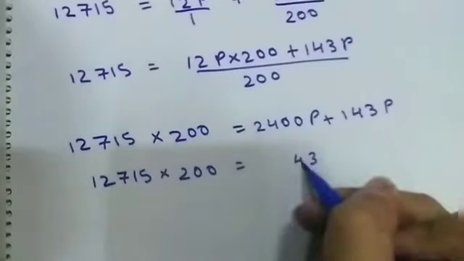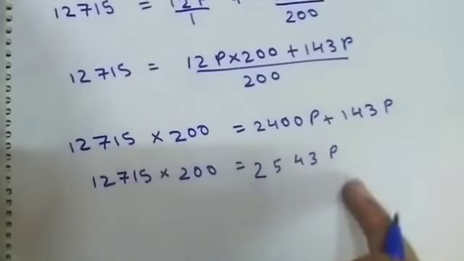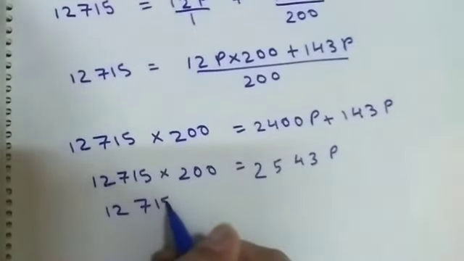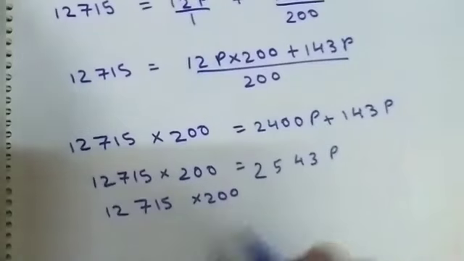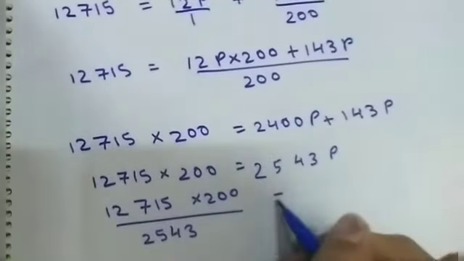So 3, 4, 4 plus 1, 5. 2543P. Now this is in multiplication. So the LHS will go on division. So 12,715 into 200 divided by 2,543. Here it is P.